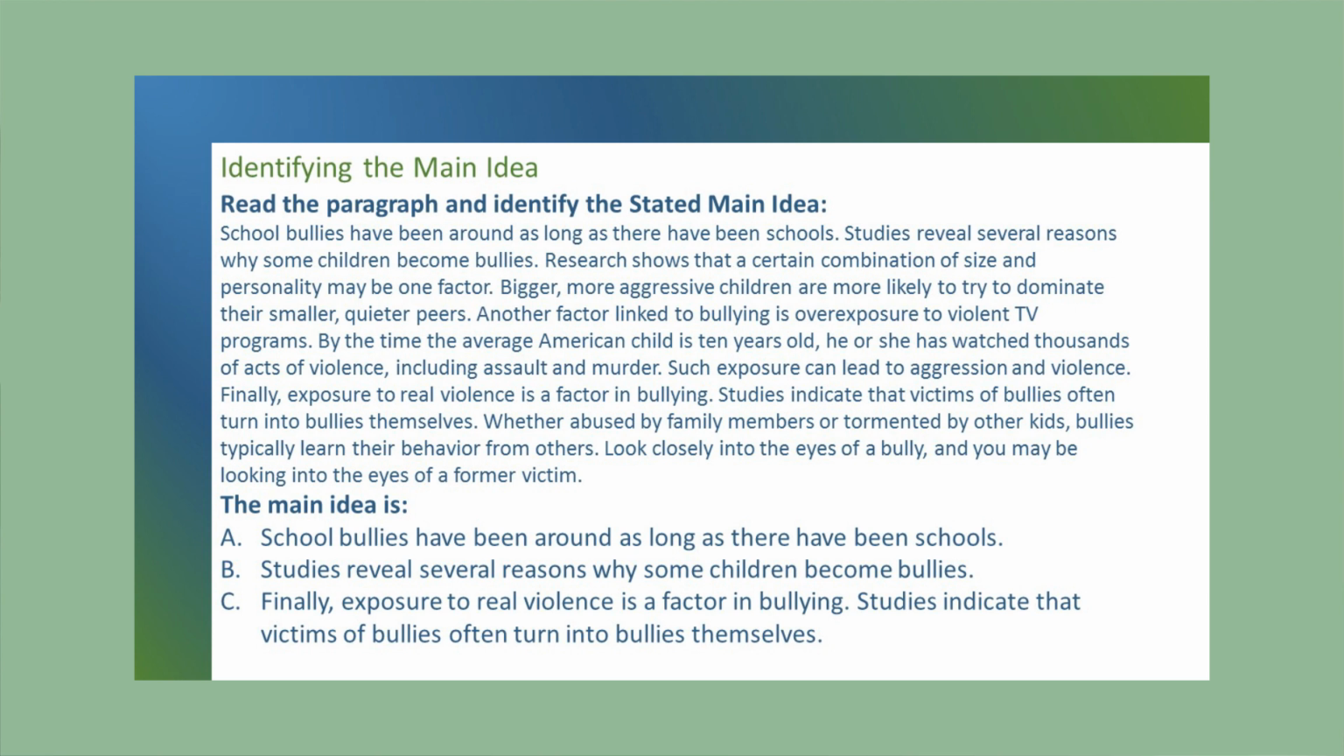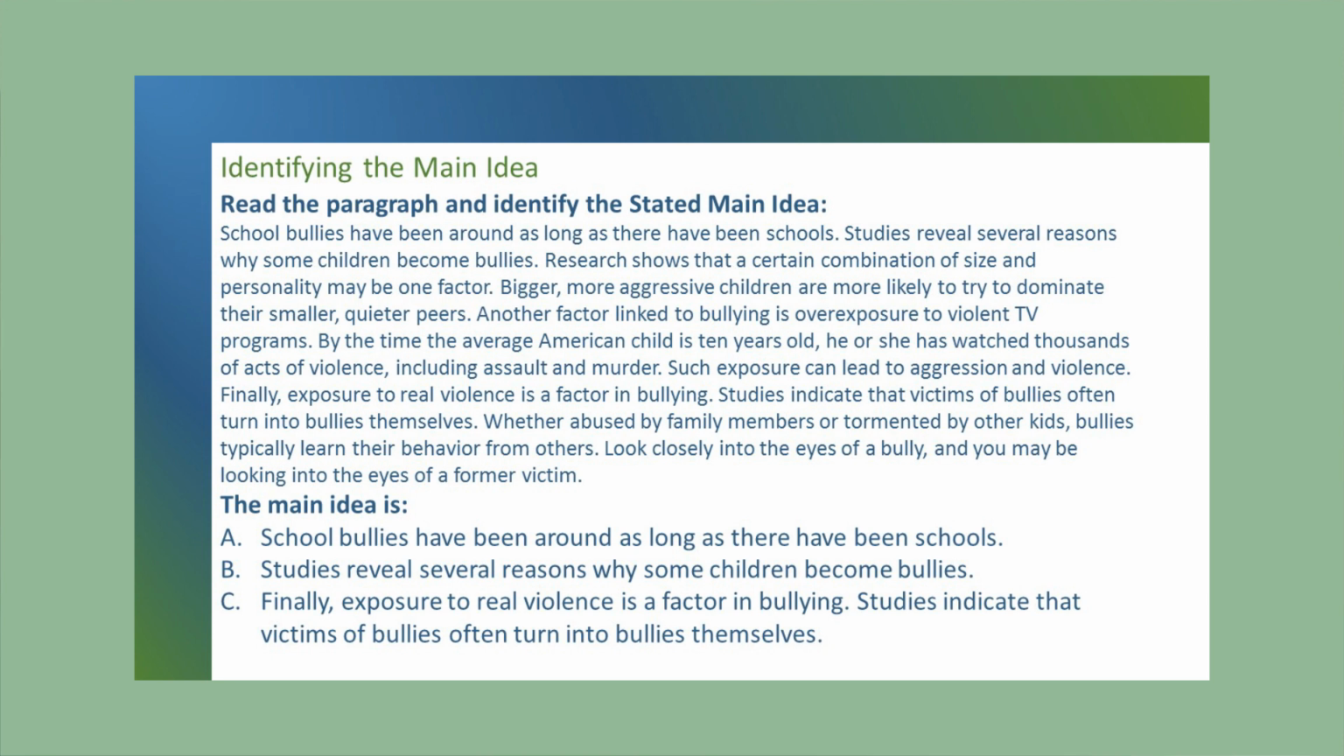Another factor linked to bullying is overexposure to violent TV programs. By the time the average American child is 10 years old, he or she has watched thousands of acts of violence, including assault and murder. Such exposure can lead to aggression and violence. Finally, exposure to real violence is a factor in bullying. Studies indicate that victims of bullies often turn into bullies themselves. Whether abused by family members or tormented by other kids, bullies typically learn their behavior from others. Look closely into the eyes of a bully, and you may be looking into the eyes of a former victim.